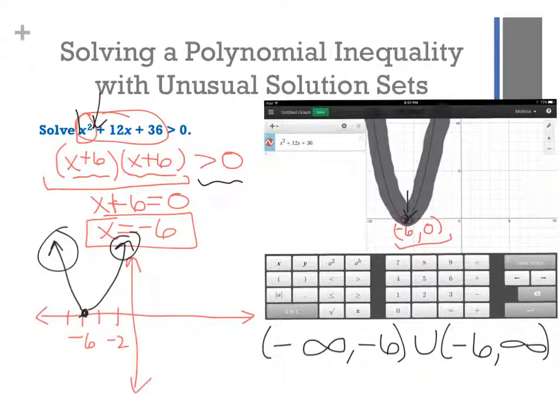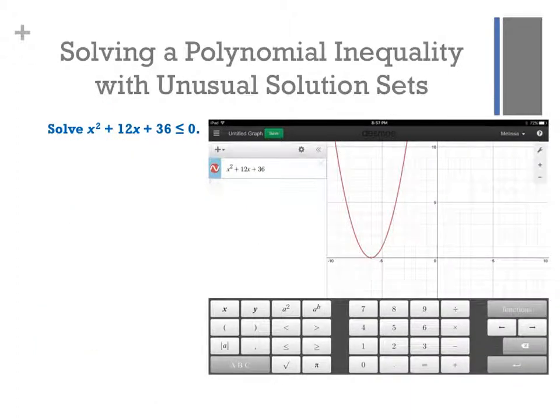Alright, let's take a look at another example with an unusual solution set. Okay, so we are looking at solving a polynomial inequality. It's the same function that we used before, different inequality. This time we're looking for x squared plus 12x plus 36 less than or equal to 0.